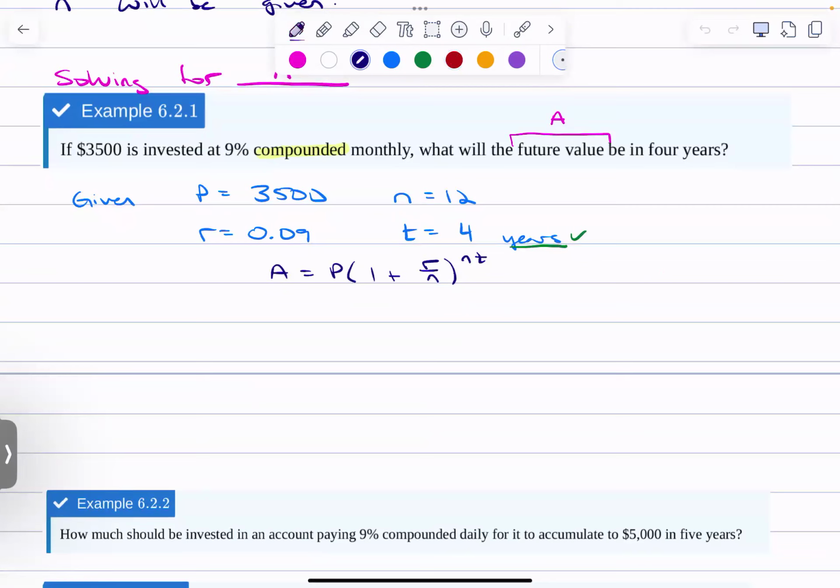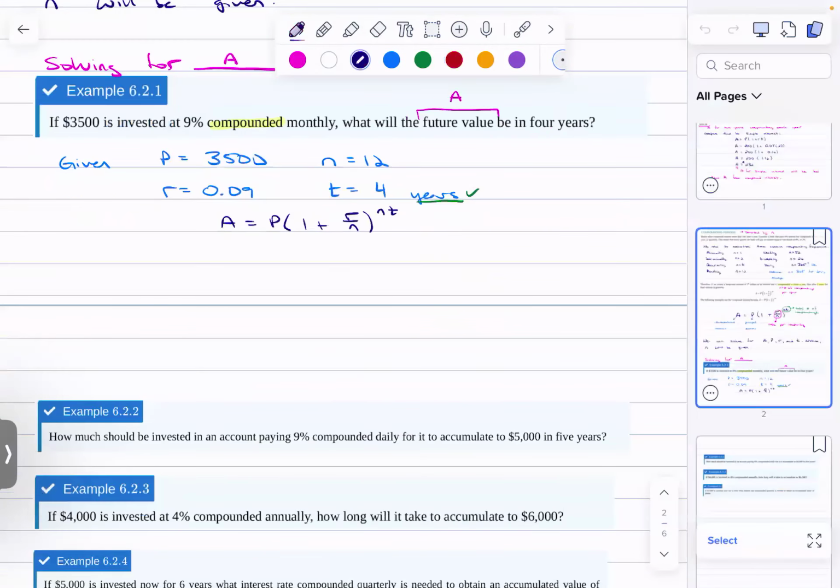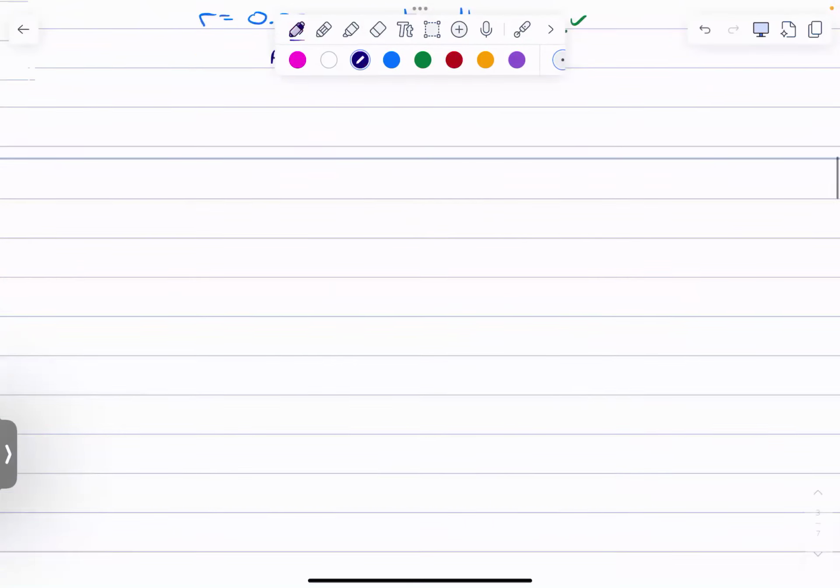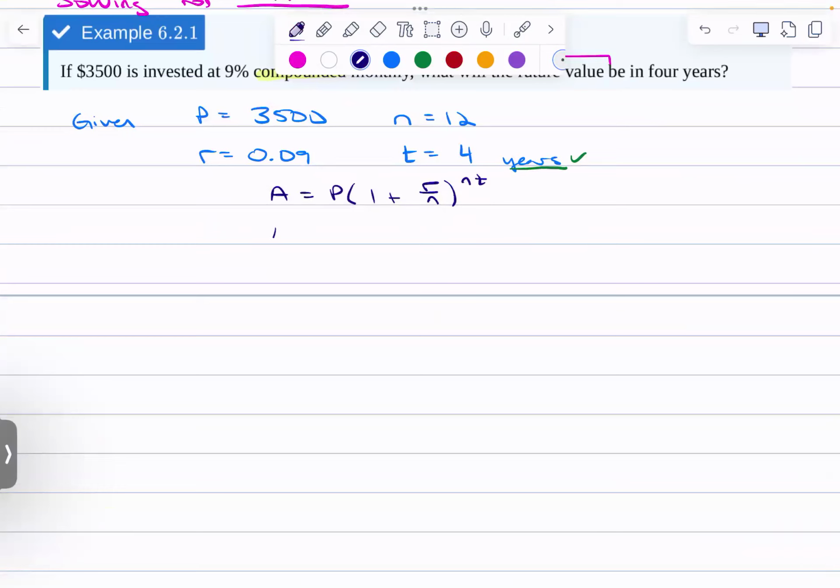So solving for A, we have all the pieces that we need. Can plug them in, being really careful about the order of our operations. So we get A is 3,500 times 1 plus 0.09 split across 12 months per year, and then all in the power n, which is 12 times 4 years. Right? Number of compoundings.